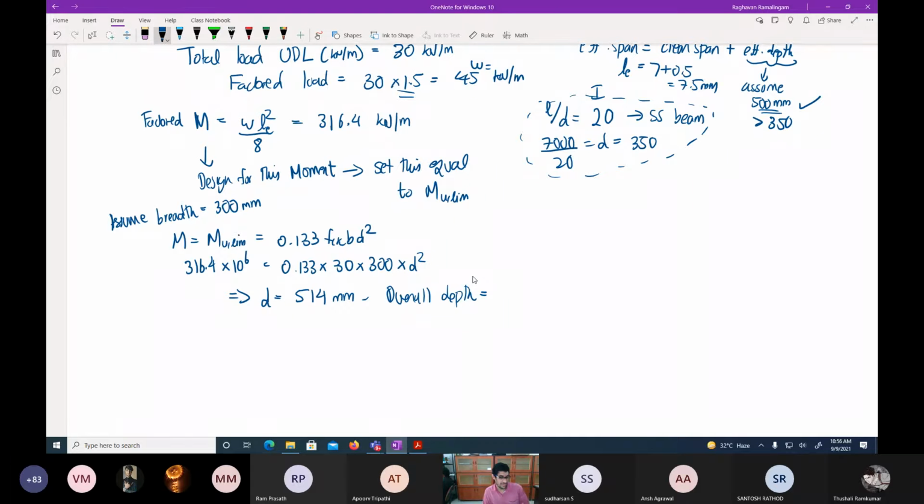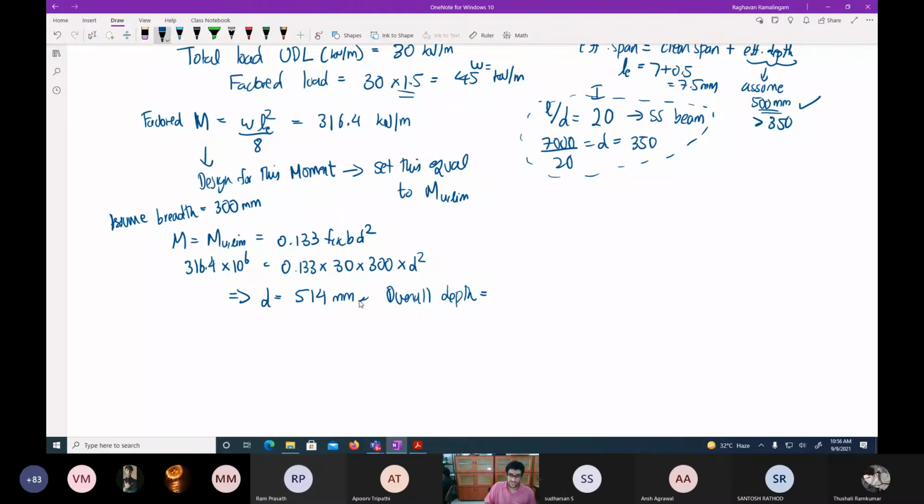You have the cover value, you have the overall depth, and you also have the diameter of the bar. Then how do you get the effective depth? So overall depth minus the cover, and then minus the radius of the steel.